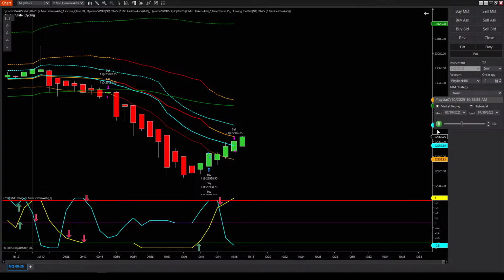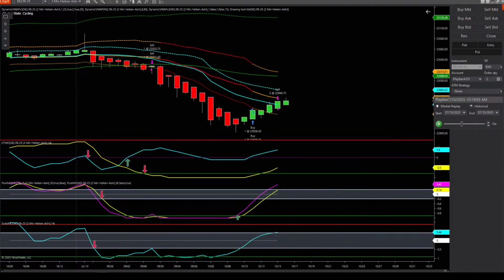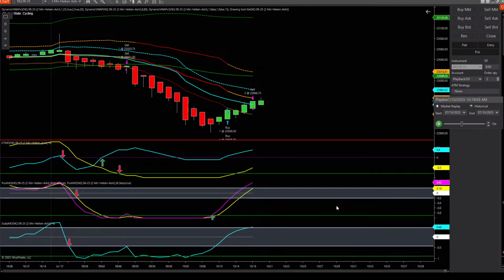Now check this out, guys. You've got momentum going up right here. Is this the early onset of a trend? Okay, check this out right there. 10:16 in the morning. Let's go to our trend chart and confirm whether or not this is the early onset of a trend, okay?